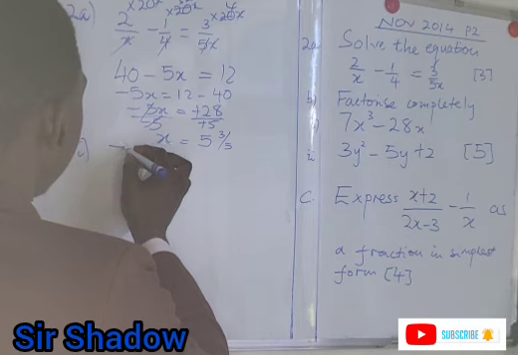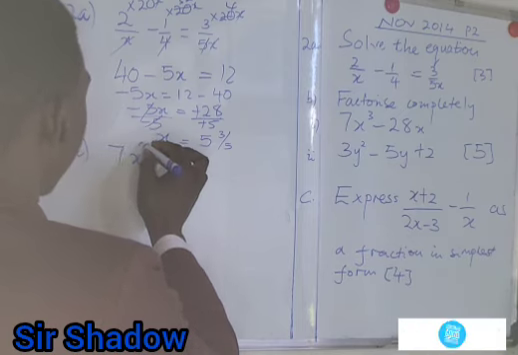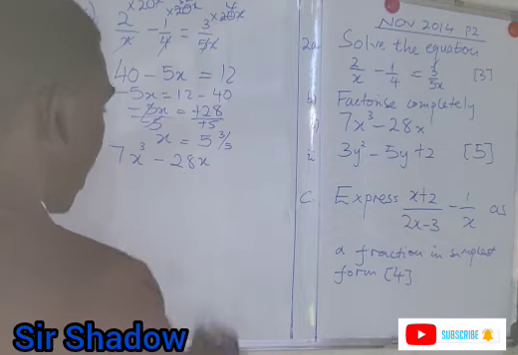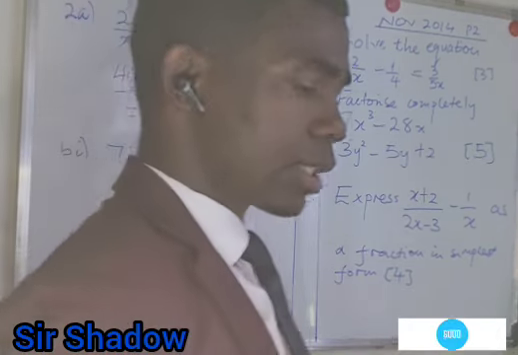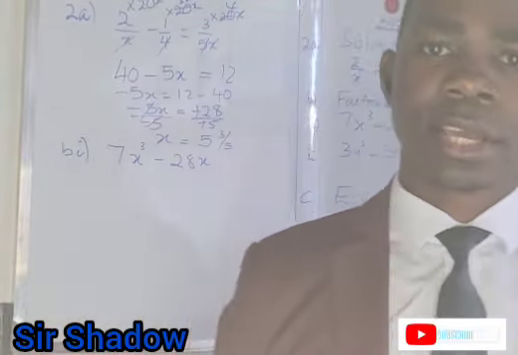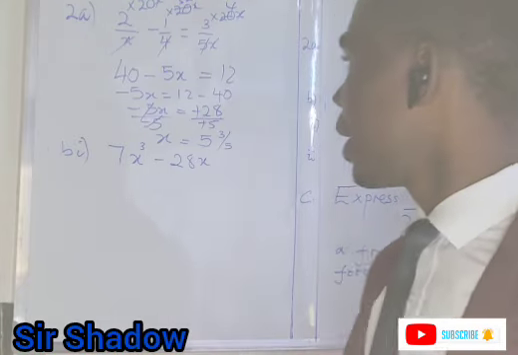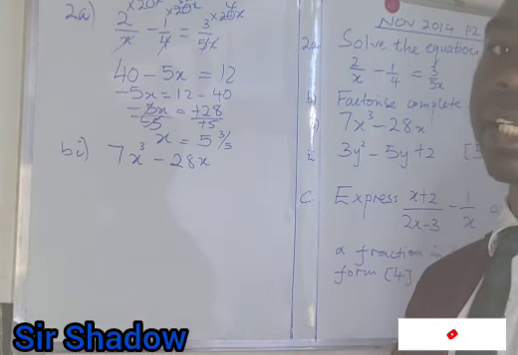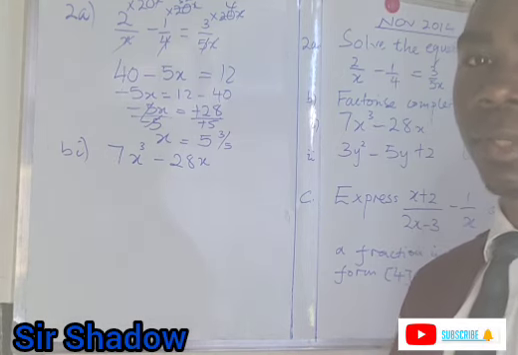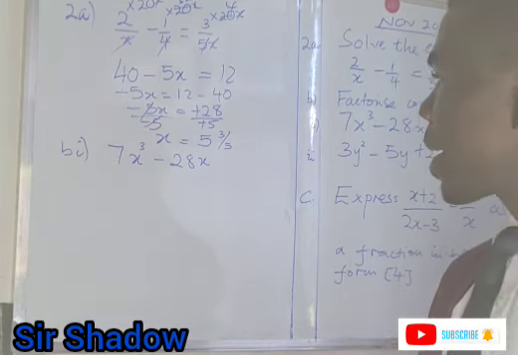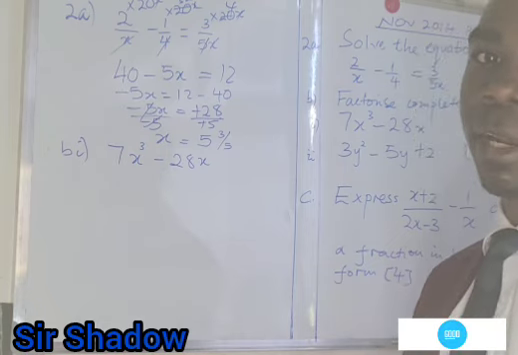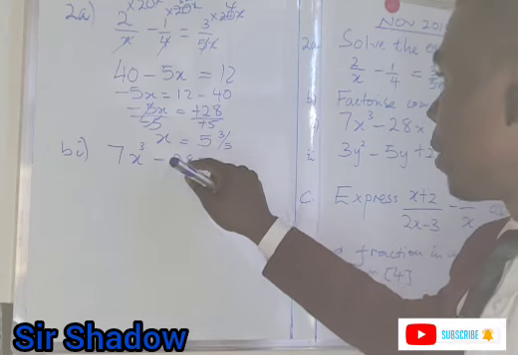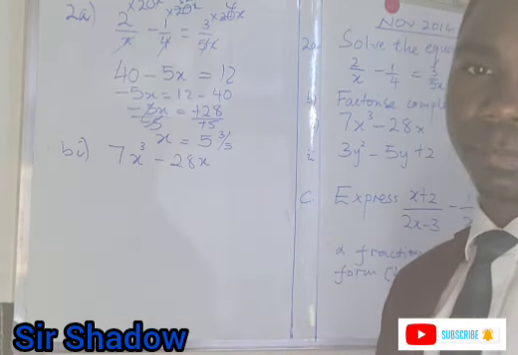Factorize completely 7x cubed minus 28x. We were asked to factorize, and we were given 7x cubed minus 28x. We were asked to factorize the two given algebras: 7x cubed and minus 28x.